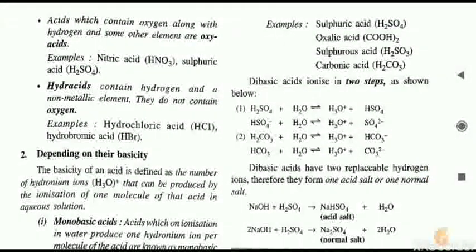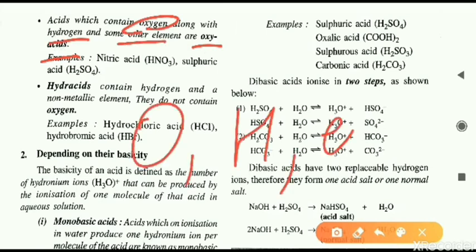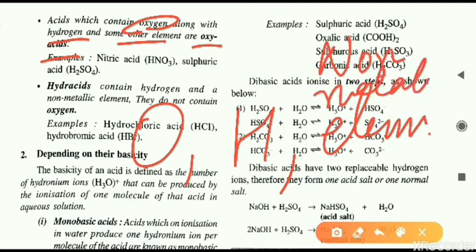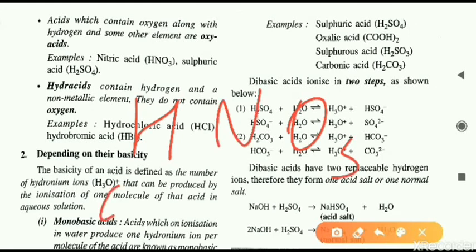Now, among the inorganic acids, based on the element, we are also giving some categories. Special names are given to these acids. First is oxyacids. What are oxyacids? These are all inorganic acids which contain oxygen, hydrogen, and one more element. That element is generally a non-metal. For example, you can see nitric acid. Nitric acid contains hydrogen, oxygen, and another element, nitrogen. So this is an example of oxyacids.